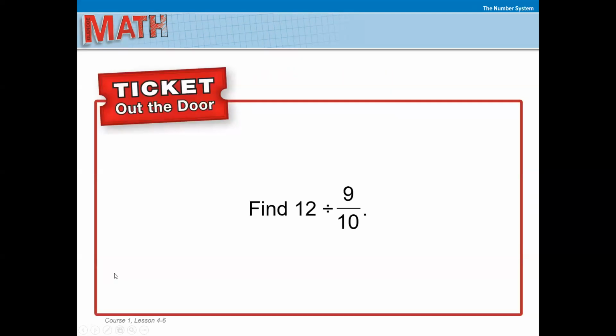Here's your ticket out the door. Find 12 divided by 9/10. Pause the video, show your work in your math notebook. Don't forget, keep it, change it, flip it. You never divide a fraction, you multiply by the reciprocal. That's all for now.